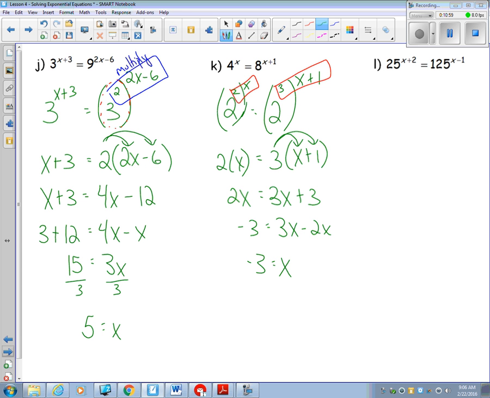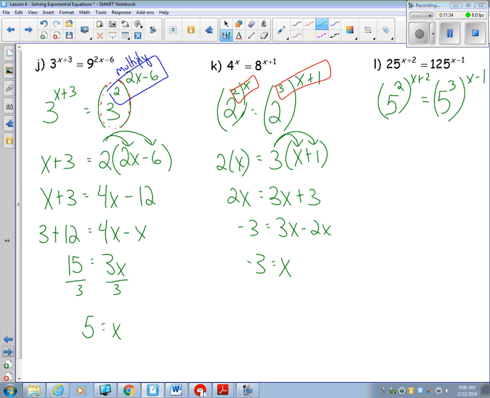Okay, let's take a look at L. Can I make 25 into a 125? Well, let's try it. 25 to the 1, that'd be 25. 25 squared, that makes 625. Somewhere in between, which means I need to change both of my bases. What can I make these both into? What's a common base? Well, I think a nice one might be the number 5, because 5 squared makes 25. And on the right-hand side here, 5 to the power of 3 makes 125.